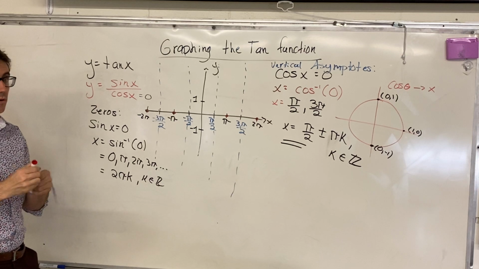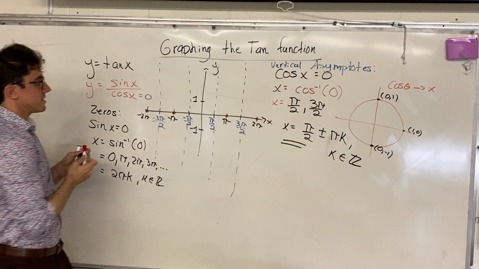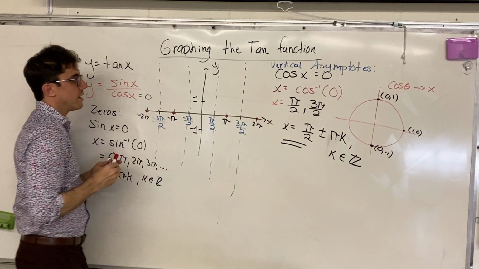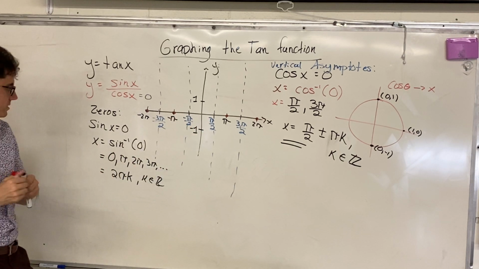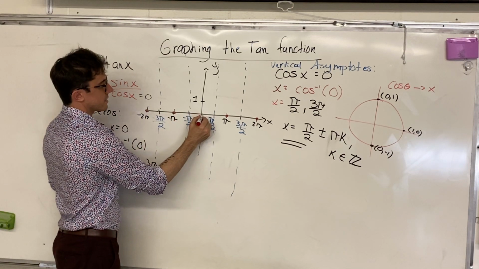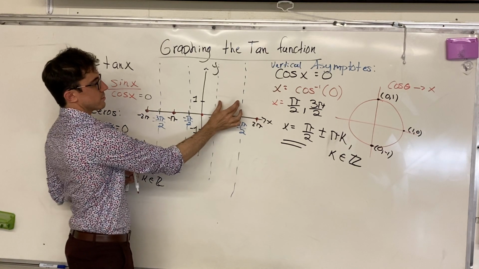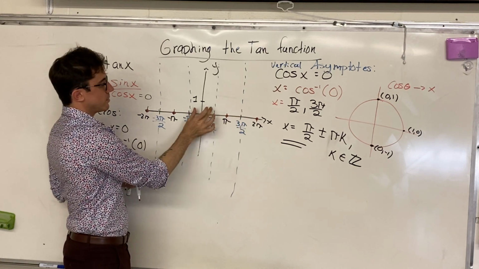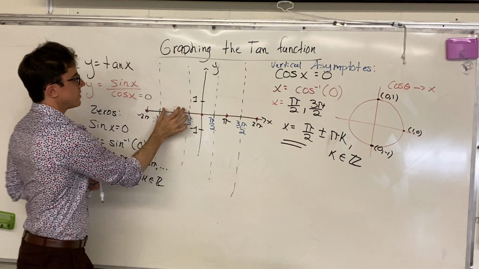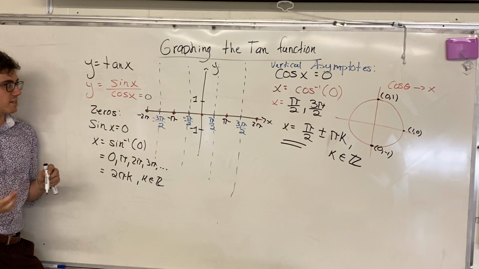And you might notice that if we plot our zeros and our vertical asymptotes, I actually forgot one solution. One of the zeros is at the origin at x equals 0. So between every two vertical asymptotes, we have a 0. And that's not by coincidence, not by chance.